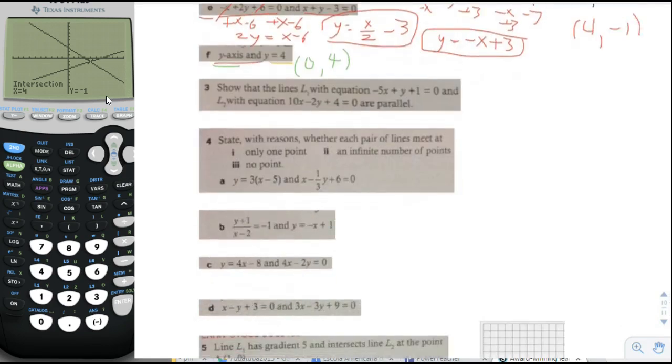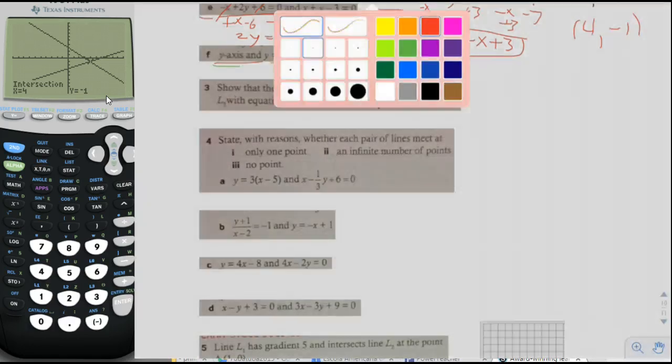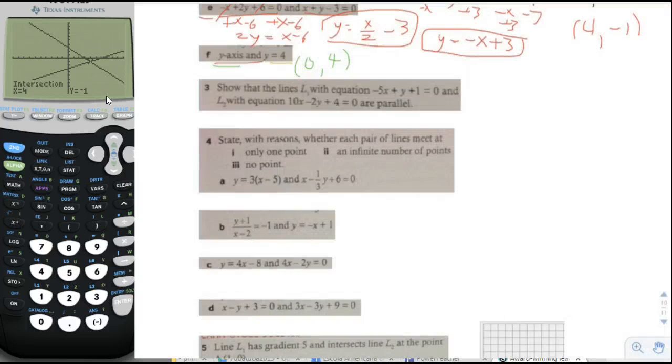Show that the lines L1 with equation negative 5x plus y plus 1 and L2 with equation 10x minus 2y plus 4 equals 0 are parallel. Well, parallel means that they have the same gradient. So how about if we solve for both of these so it gets in the form y equals mx plus c, and then we'll know what the gradient is for each one.